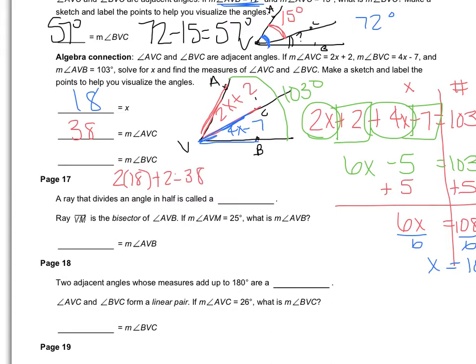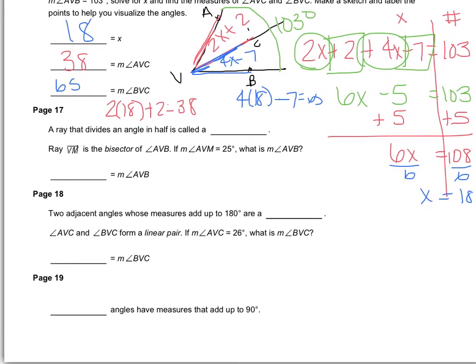And to find BVC, I'm going to do 4 times 18 minus 7. And that's going to give me 65. And if you were to add 38 and 65, you would in fact get 103.